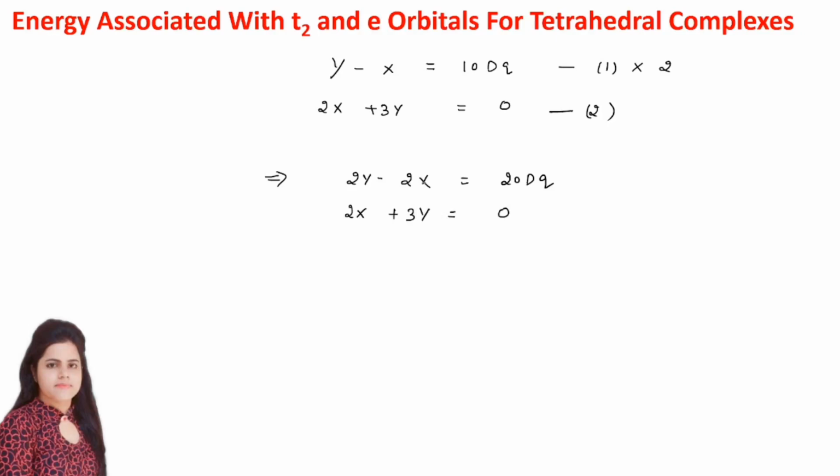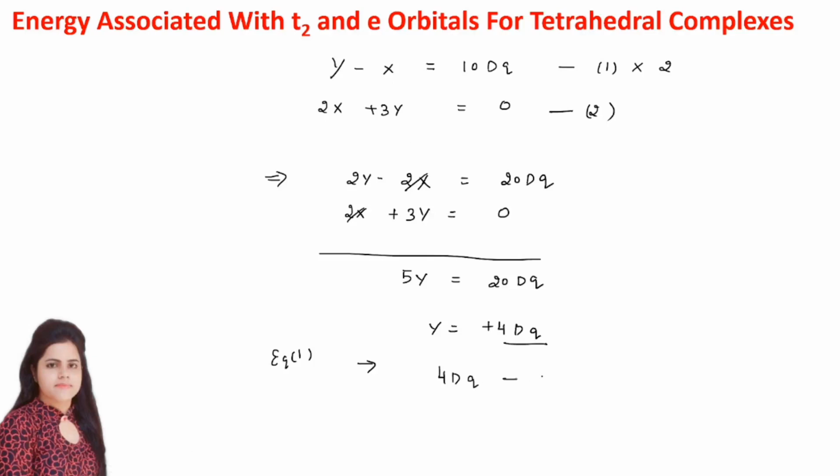So this is minus 2x and this is plus 2x. They will cancel out and here I will get 2y plus 3y, 5y equal to 20 dq. So y will become plus 4 dq. To calculate x, I will use equation 1 again. In equation 1, I will put this value: 4 dq minus x equal to 10 dq, and then x will become minus 6 dq, right?